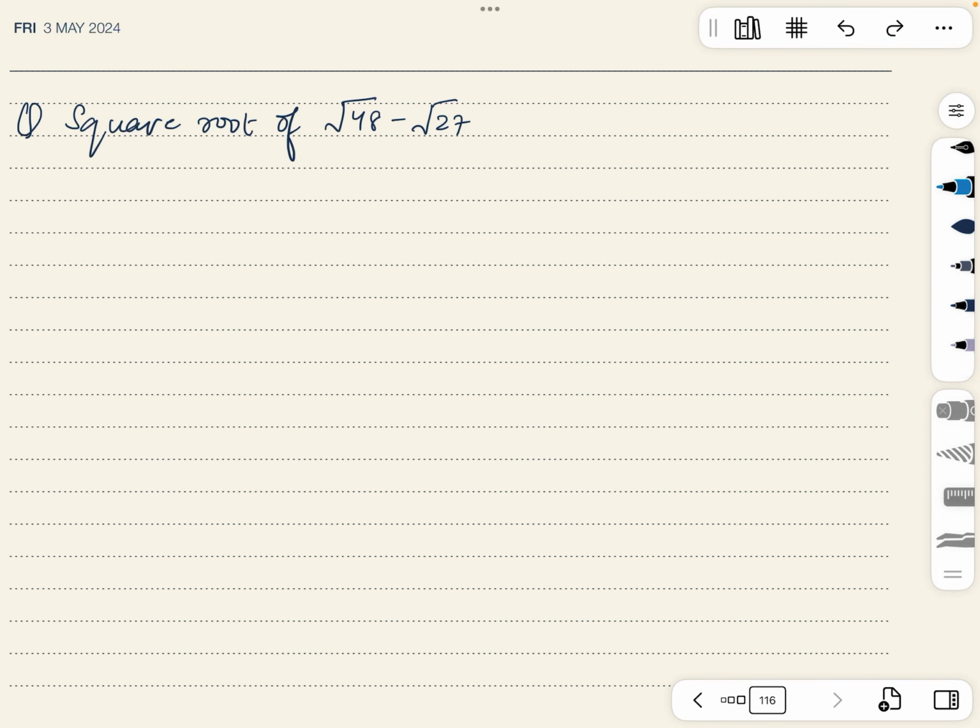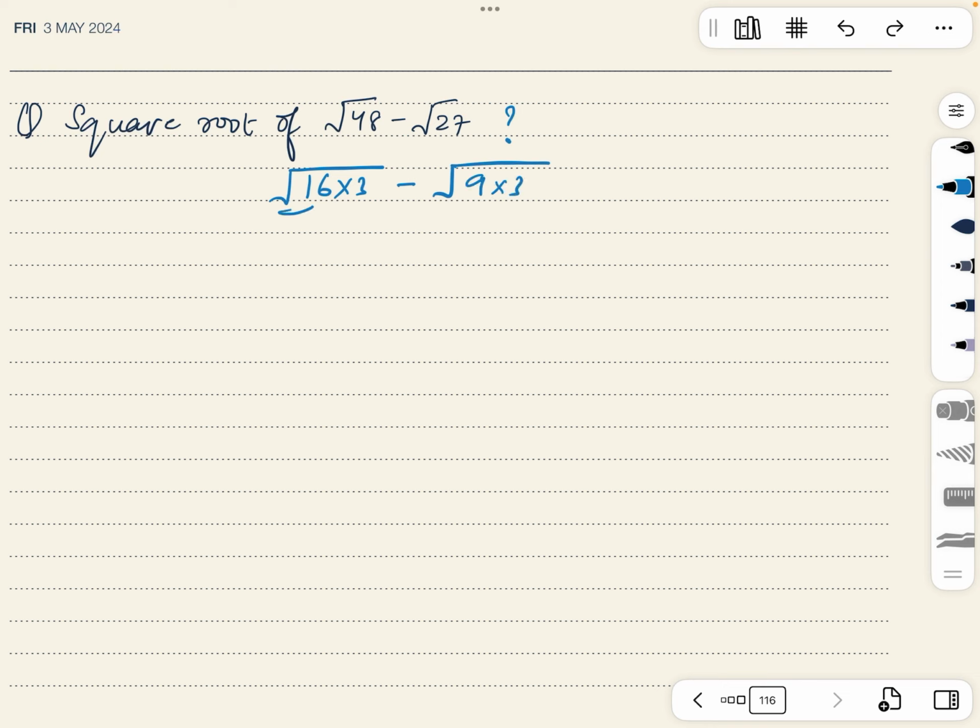Let's catch up with the last question of this session. Square root of root 48 and root 27. Now I need to find out the maximum perfect square that 48 can have. So 48 can have as 16 times 3, because 16 is the max perfect square that 48 can have. Take away, 27 can have 9, because 9 times 3 is 27, so 9.